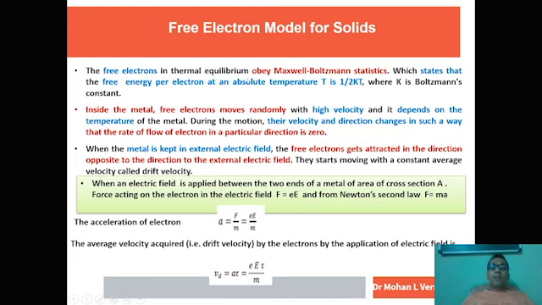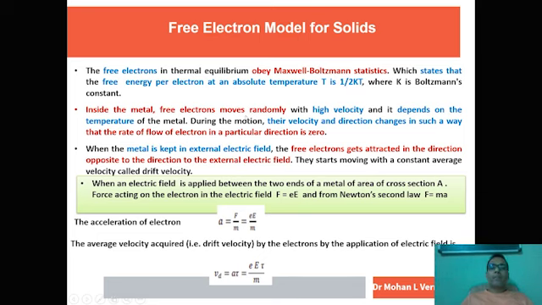So, the free electrons in thermal equilibrium obey Maxwell-Boltzmann statistics. There are many statistics used in semiconductor physics and solid state physics. For free electron conduction in thermal equilibrium, the Maxwell-Boltzmann statistics is used, which states that the free energy per electron at the absolute temperature T is about half multiplied by kT, where k is the Boltzmann constant.